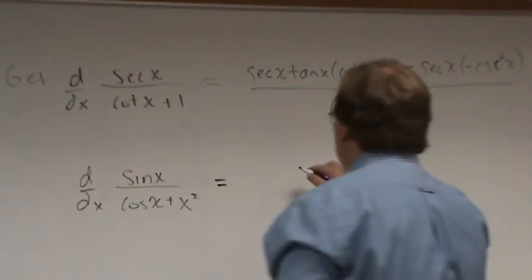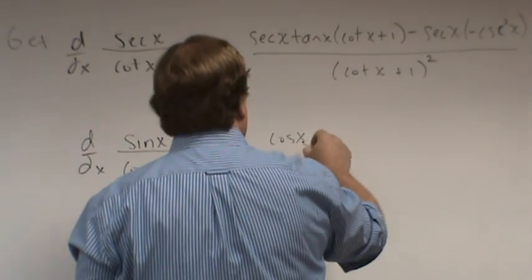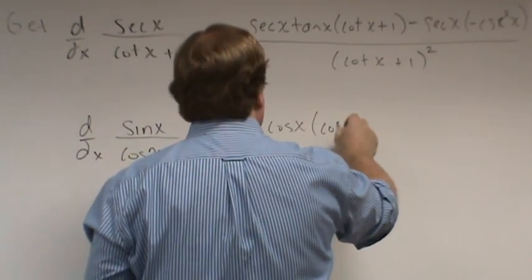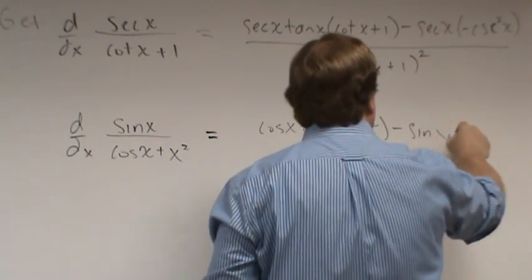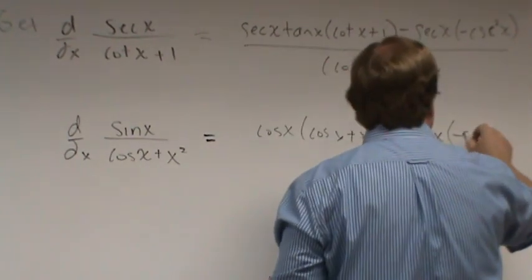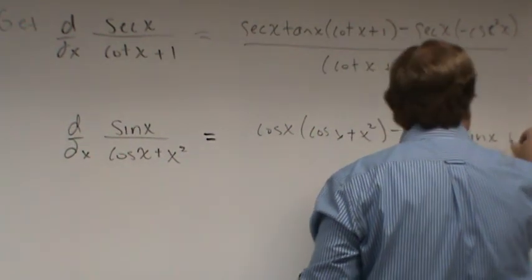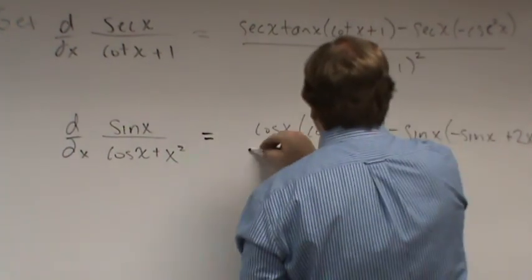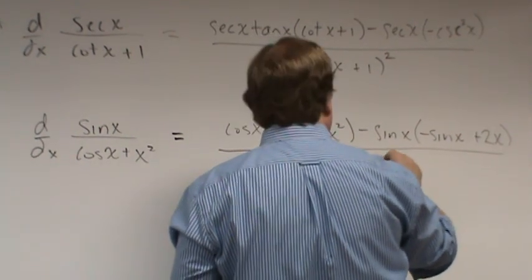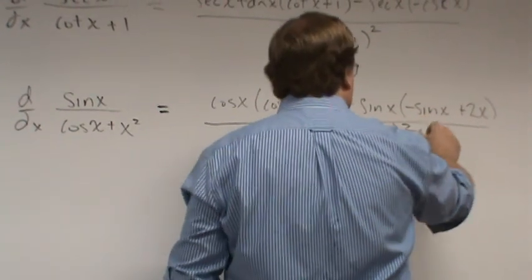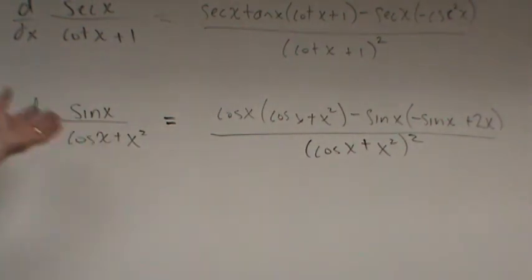Alrighty, the quotient rule: the derivative of the top times the bottom, minus the top times the derivative of the bottom, all over the bottom squared. How many people got that? Okay, good. Hey, that's all there is to it.